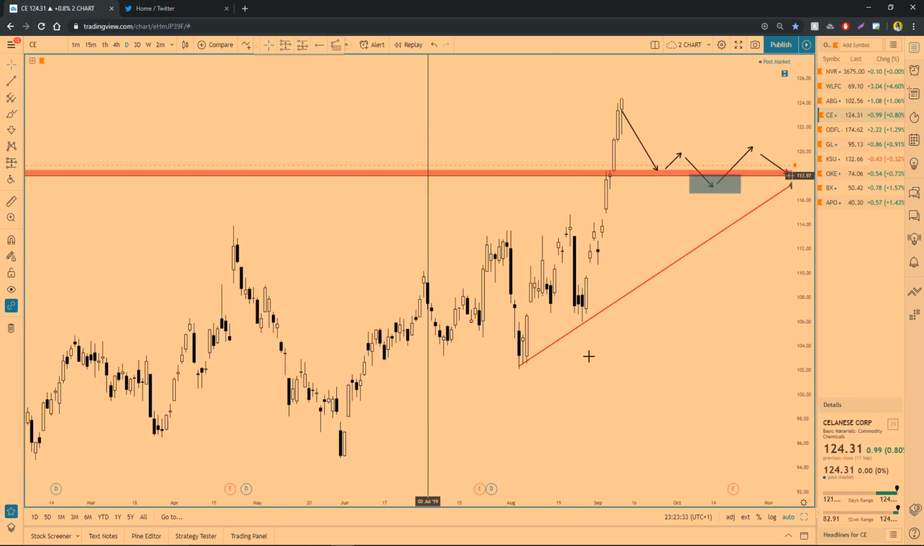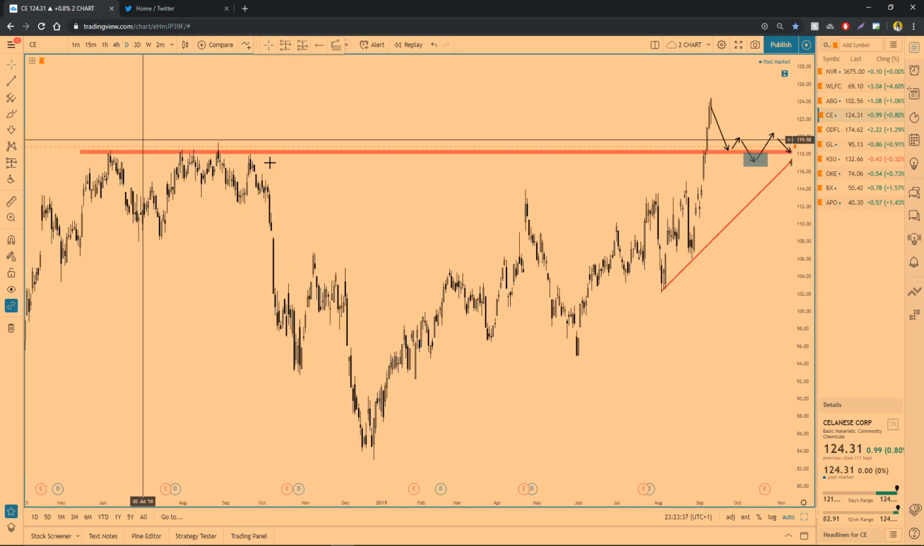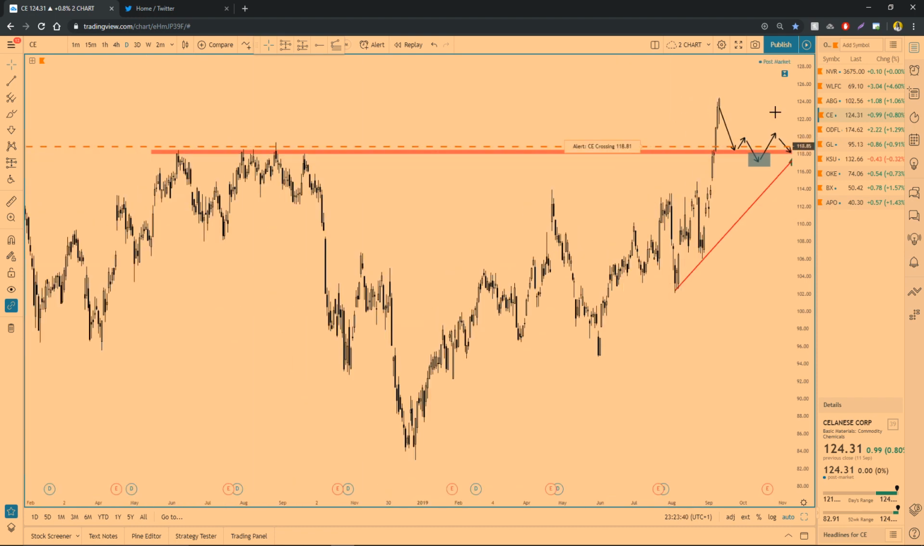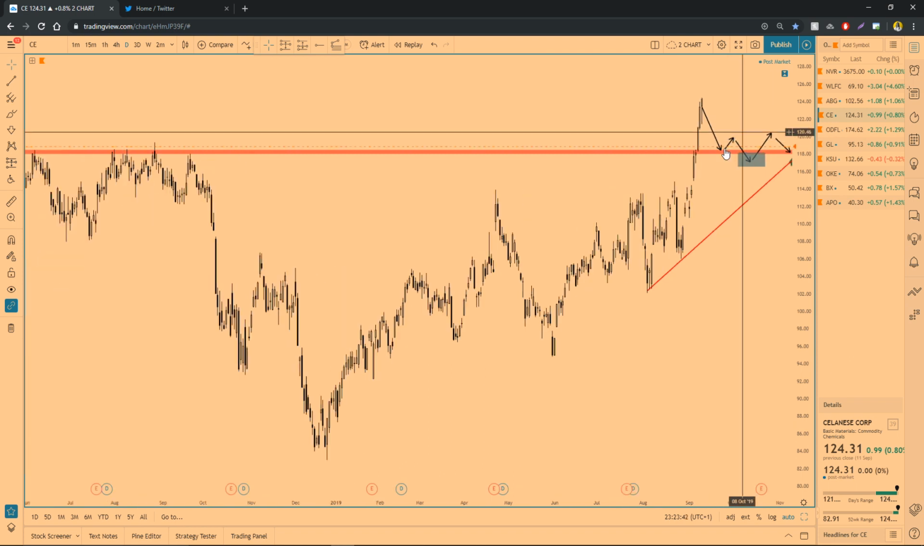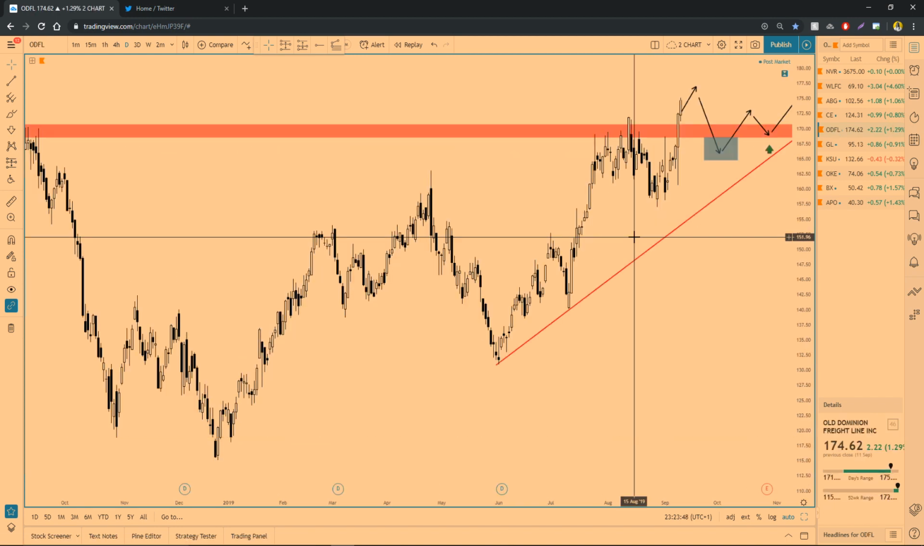Same with CE, clear bullish trend. You can see this area here, that all this resistance breaking up to new highs. We'll just be patient with them. Set your alerts, as you can see there on my screen. You can see the alerts set. You don't want to be checking through these every single day.